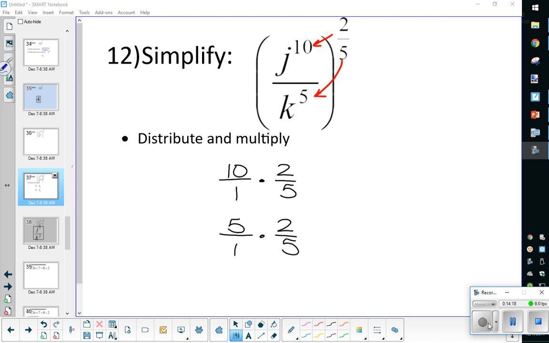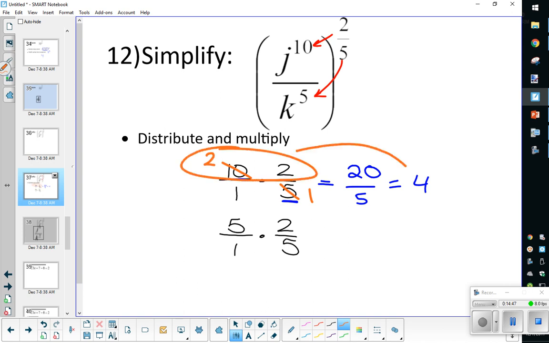You can multiply this straight across because they're fractions. It gets you 20 over 5, which is 20 divided by 5, which is 4 on top. I like to simplify a little bit differently, especially when I'm multiplying by fractions. Can you reduce 10 and 5? What could I divide both 10 and 5 by? If I divided them both by 5, that would get me a 1, and 10 divided by 5 would get me 2. So all I have left here is 2 times 2, which gets you 4. That's the easiest way for me to do it.